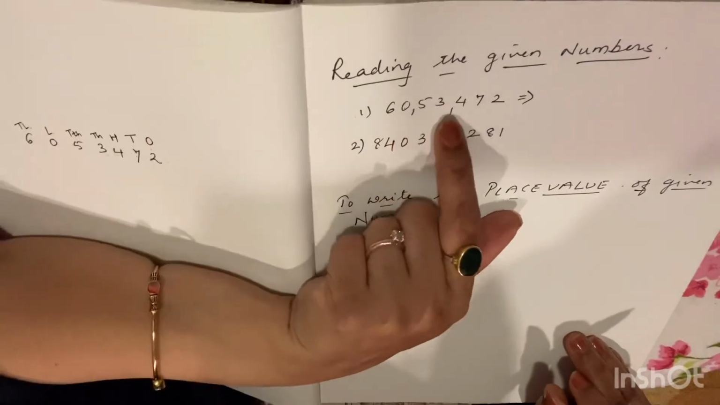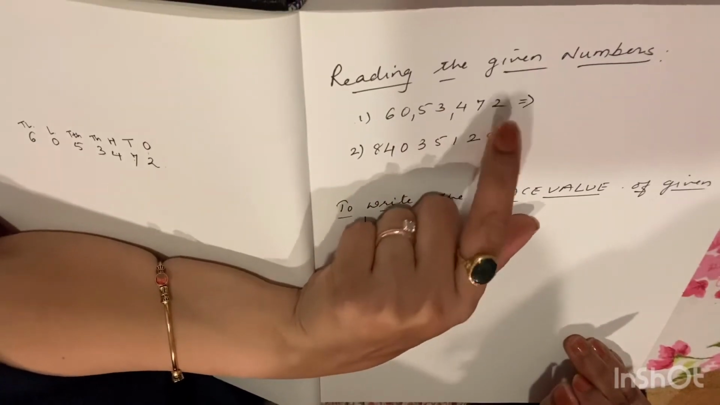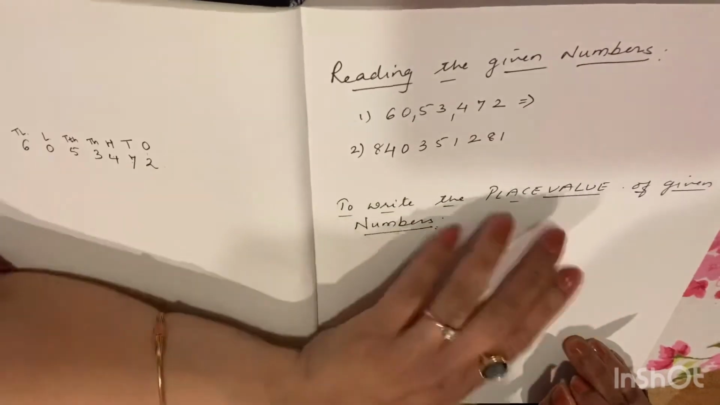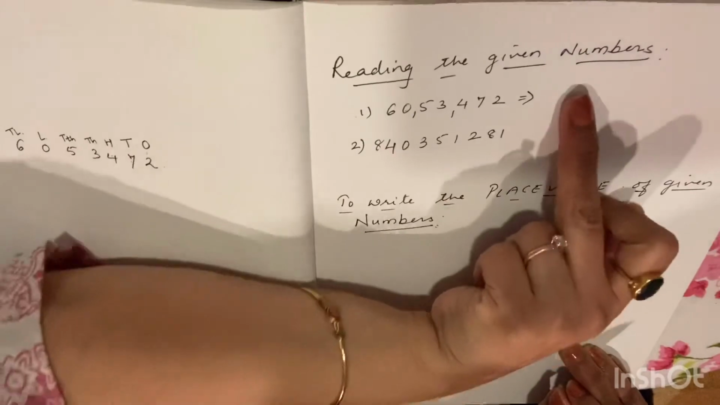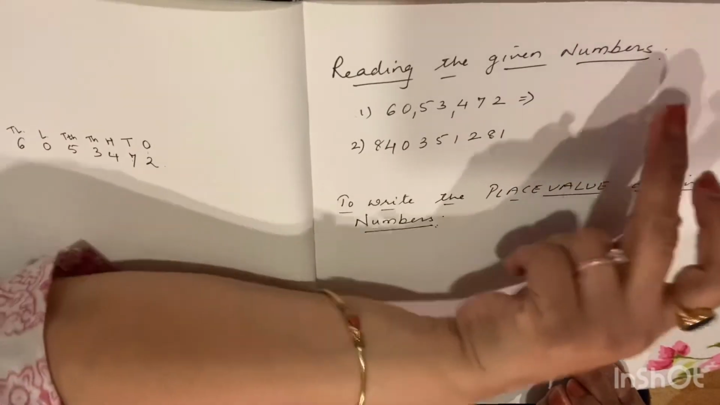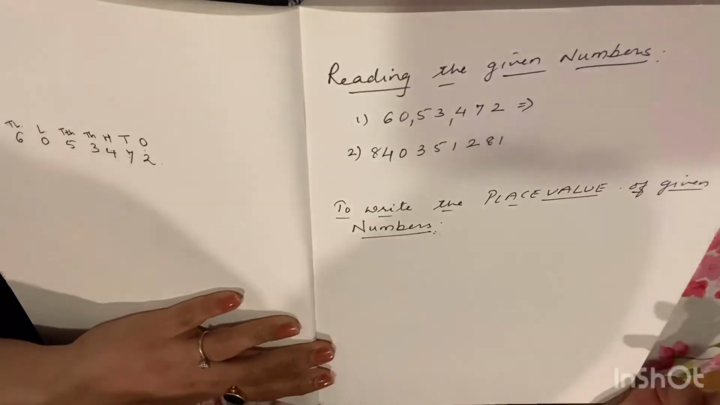lakhs 53,472. Isn't it? Just to read the numbers is easy, and we can also write it in a sentence, that the whole sentence, 60 lakhs 53,472. So it is very easy for us to read and even write it, isn't it?